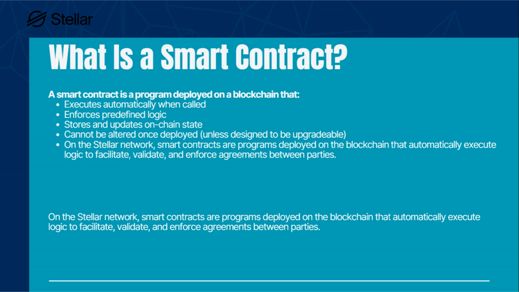This removes friction, reduces cost, and eliminates the possibility of bias in claim processing. This automatic, trustless execution is what makes smart contracts revolutionary. They're not just digital contracts, they're self-executing code that lives on the blockchain.